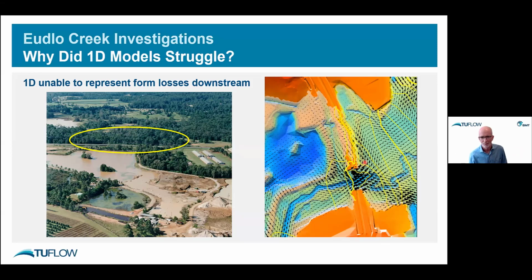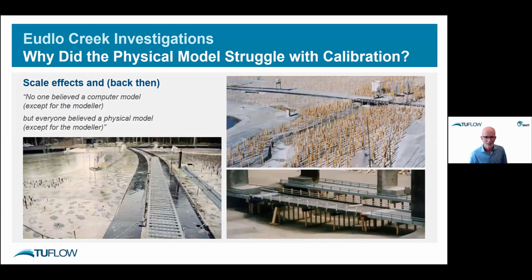So the only way they could model the energy loss was to put in a very, very high exit loss on the bridge, which they weren't that comfortable doing. 2D went pretty well because it picks up those flow patterns. But as for the physical model, that was interesting.